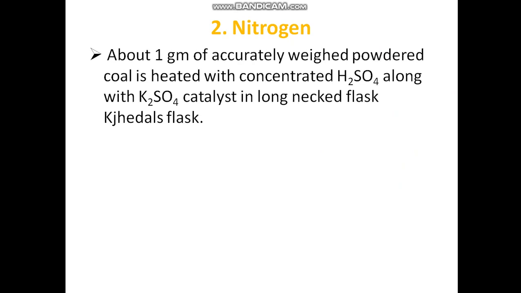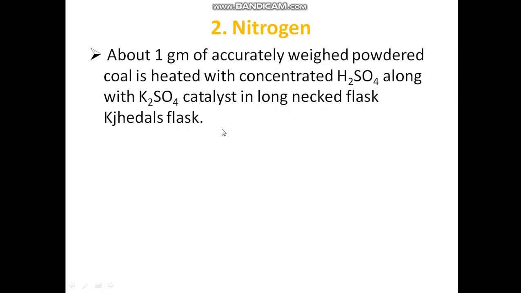Now second is called as the nitrogen. Take about 1 gram of accurately weighed powdered coal which is heated with the concentrated H2SO4. So we are going to take the coal sample, we are heating with H2SO4 with potassium sulfate, which is a catalyst, and this is done in a long necked flask which is also called as the Kjeldahl flask.